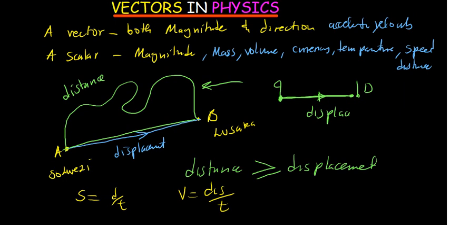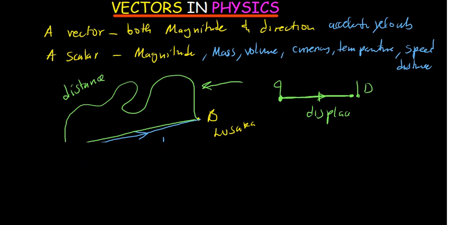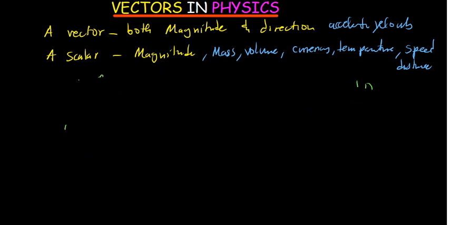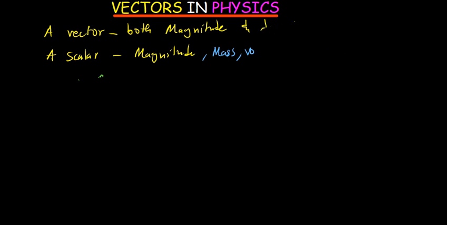That's why if they ask for speed, it's the same as velocity, and the units are all the same, meters per second, because we take them basically for the same thing.